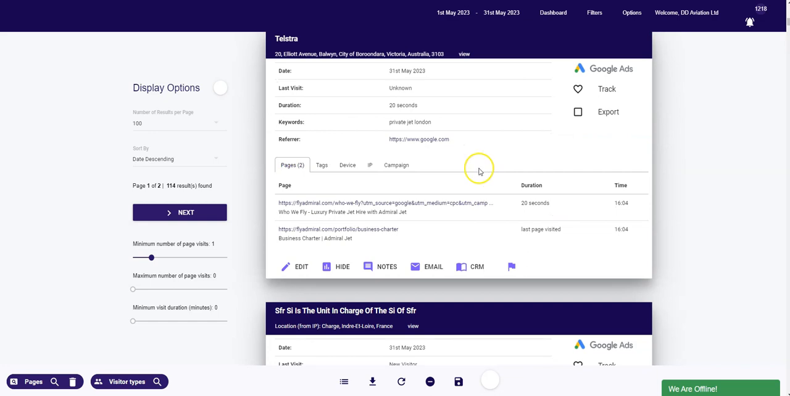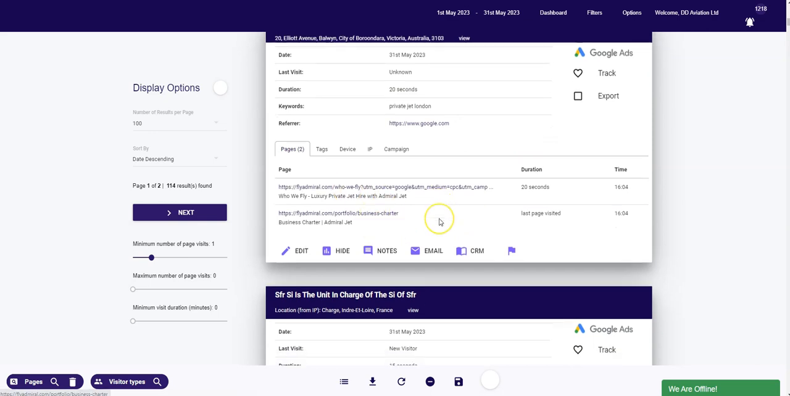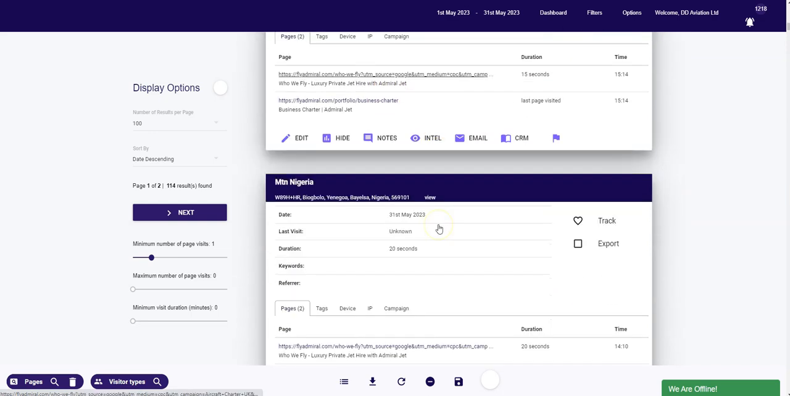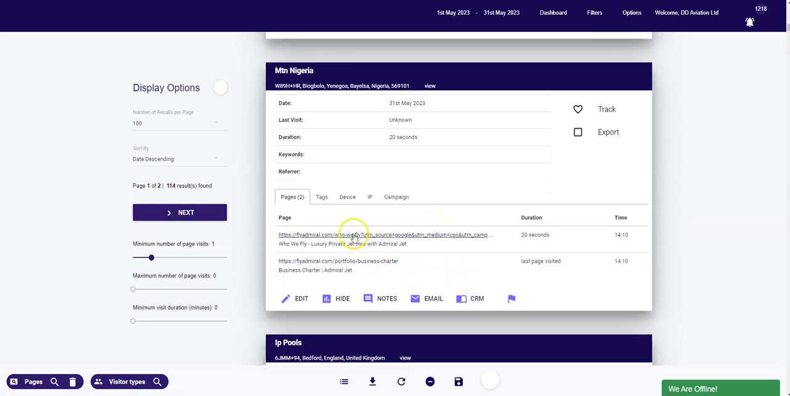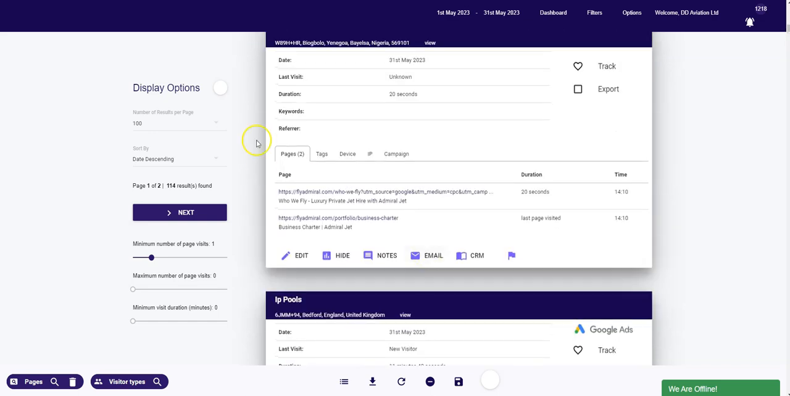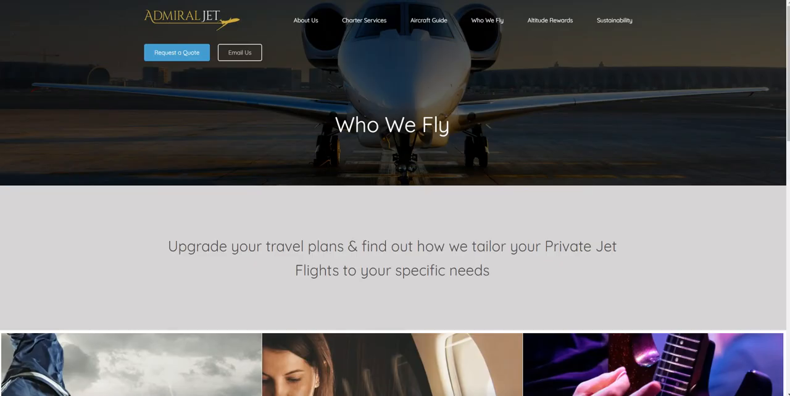So we go through these and we're looking for these patterns. So these people looking for Private Jet London, landed on this page, went to this page, and went no further. Very similar story here. And as you go through, you can find these patterns. People landing on a particular page, getting to that other page and not going any further. So we start to ask questions about why that might be. And so let's have a look at this page they land on first of all.